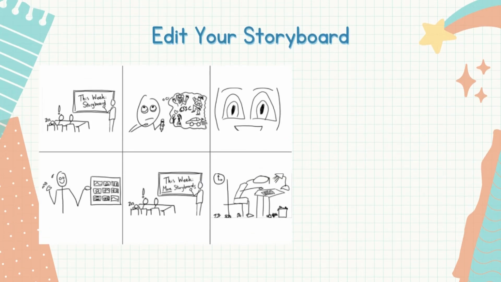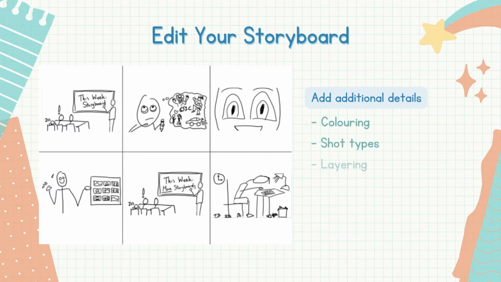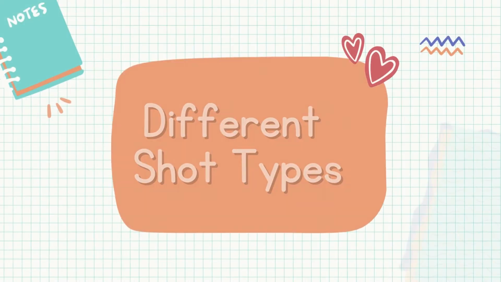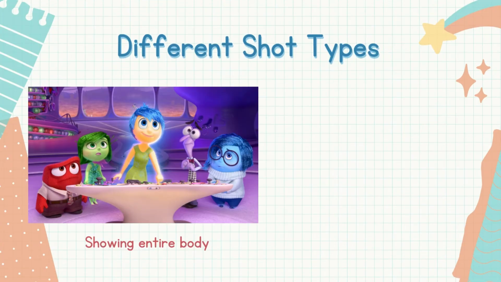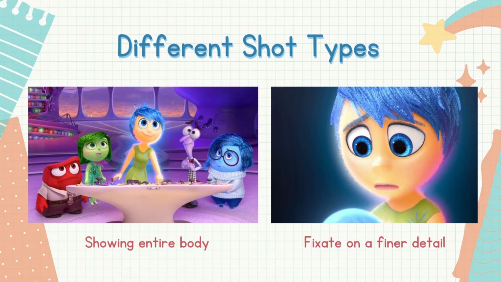The next step is to edit your storyboard. At this point in time, you may wish to consider additional details and visual cues, such as the use of colors, shot types, and layering. Specifically, I would like to bring up the importance of varying your shot types whilst creating your illustrations. There are many ways to draw your characters within a frame, which can range from showing their entire body to fixating on a finer detail, such as their eyes or hands.